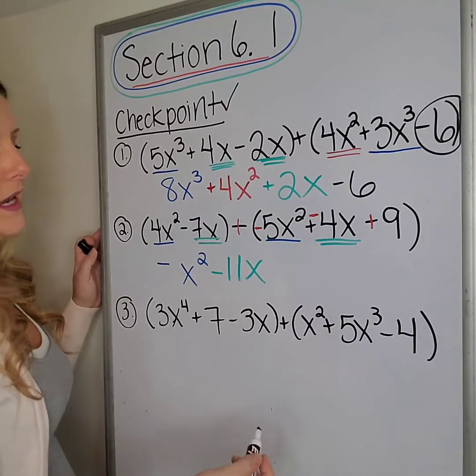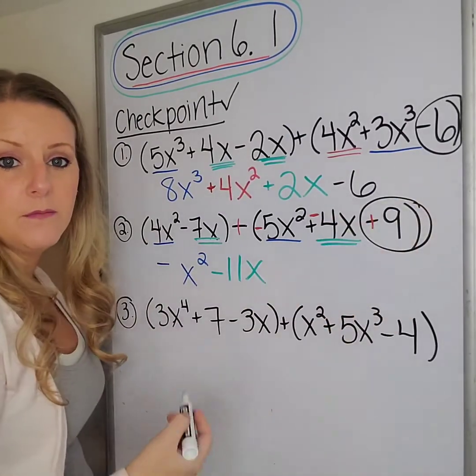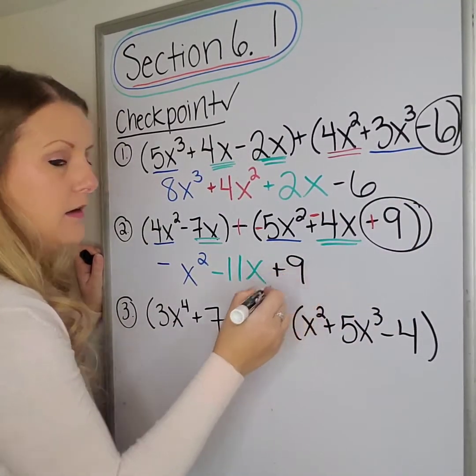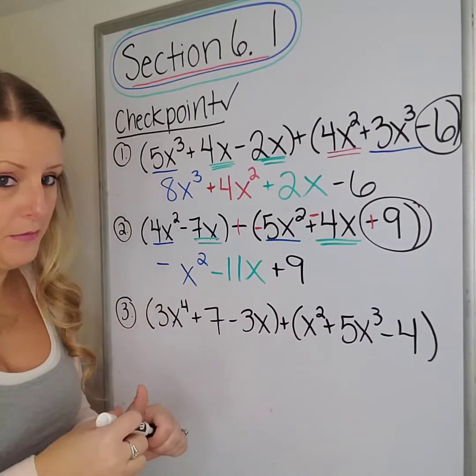And then the last thing is no x. And there's only one of them, so I just rewrite plus 9. If there was 2 things, I would add them together and buddy them up.